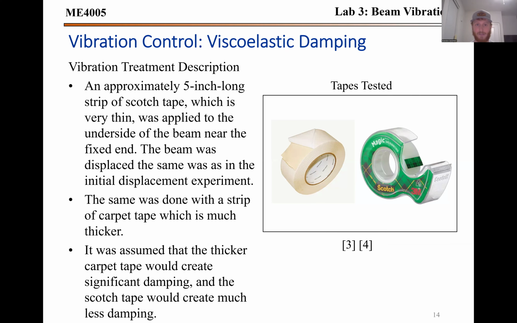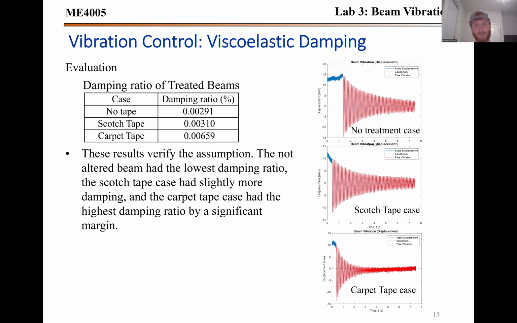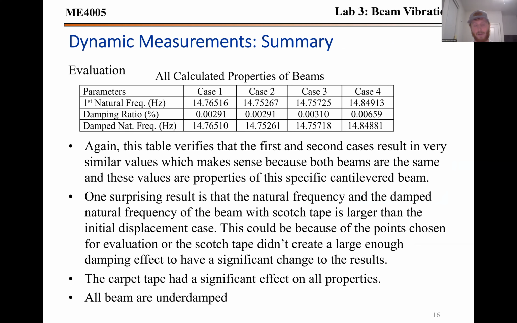Here, these are the different tapes that were used and applied to the bottom of the beam near the cantilevered, or the fixed end. And here's the results of all those tests. As you can see, as more material is added, the damping ratio goes up. And then here's all the data from each case.